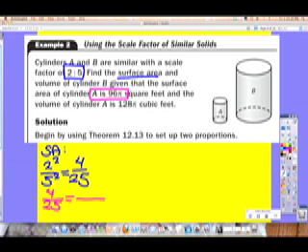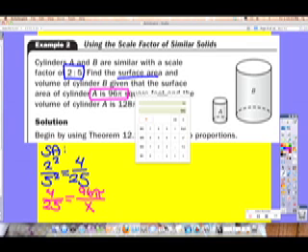Okay, grab your calculators. Do you remember how to solve proportions? Cross multiply. So do 25 times 96. And then what do you do with the 4? Divide by 4. Alright, 96 times 25 divided by 4. 600. Yeah, we did pi. So cylinder B, surface area, 600 pi square feet.